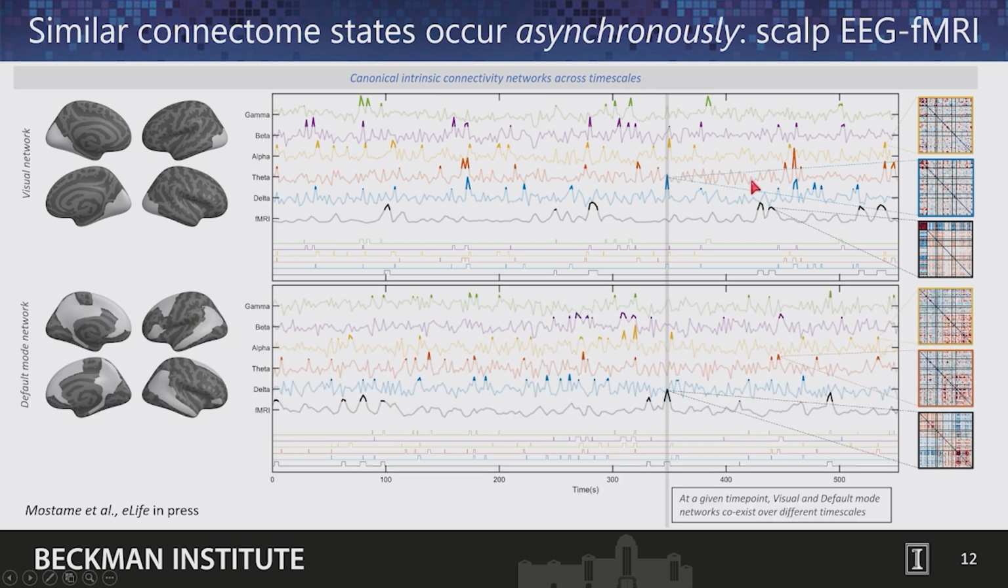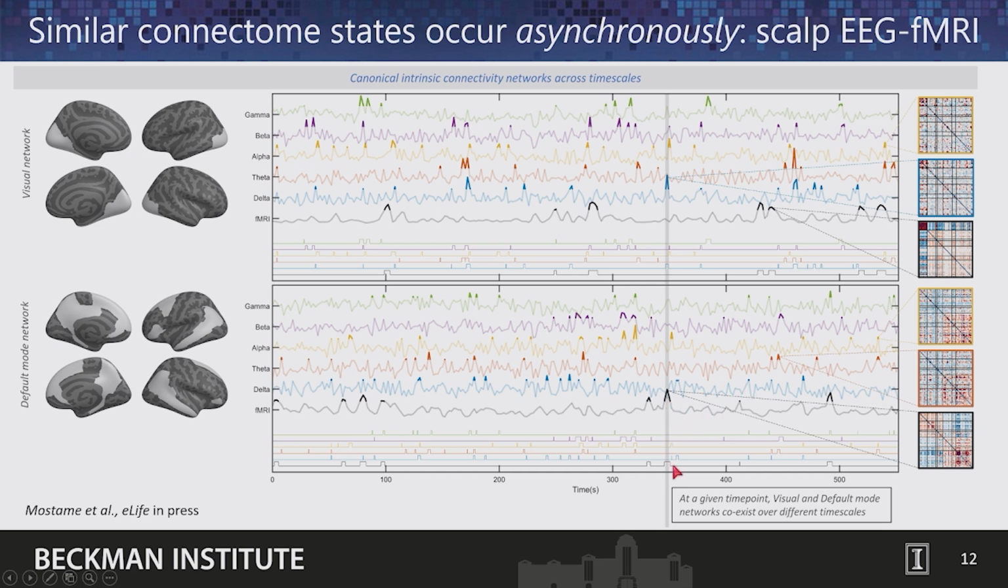So if you do the same for another network here, the default mode network, again, as you would hope, the time points with particularly high similarity to the default mode network are indeed representing a connectome state that's dominated by the DMN here to the bottom right. And again, you see spatially similar states like that in the EEG, again at different time points than in the fMRI.